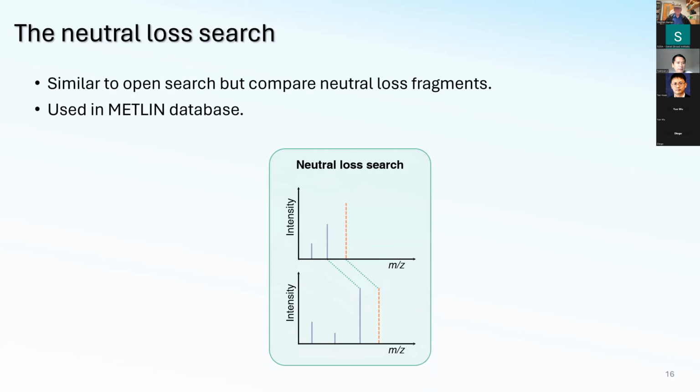And another work is called neutral loss search, which is used in metabolomics databases. In this work, you consider both the product ion and the precursor ion m/z, and then you calculate the neutral loss. This method is similar to the open search. You compare the fragment ion m/z, but it compares the neutral loss molecular mass. And this method is used in metabolomics databases.